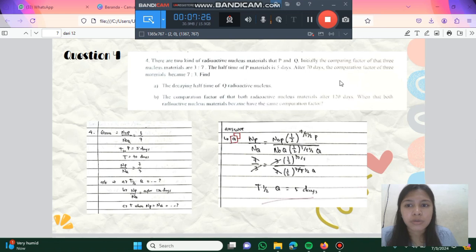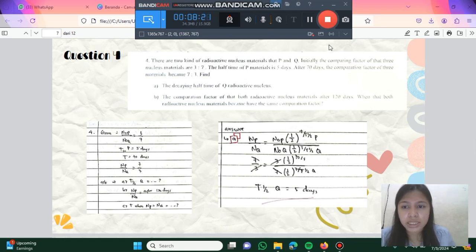So the next is number 4 question. So the question is, there are two kinds of radioactive nucleus materials, P and K. Initially, the comparison factor of these two nucleus materials is 3 to 7. The half-life of P material is 5 days. After 70 days, the comparison factor of the two materials becomes 7 to 3. So find A, the decaying half-life of K radioactive nucleus, and B, the comparison factor of both radioactive nucleus materials after 120 years. C, when do both radioactive nucleus materials have the same comparison factor?